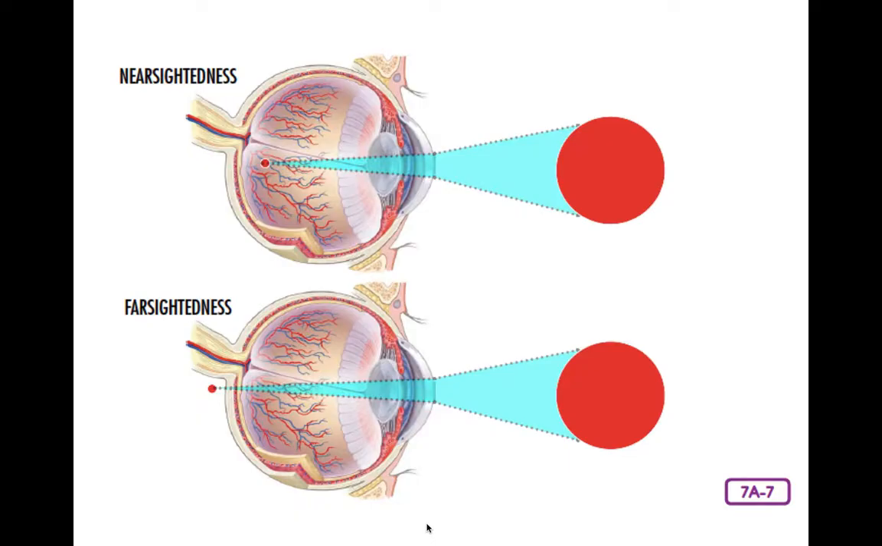In nearsightedness, the eyeball's size in relation to the cornea affects its focusing power, so images are projected or focused in front of the retina. Nearby objects are seen clearly, but distant objects are out of focus.